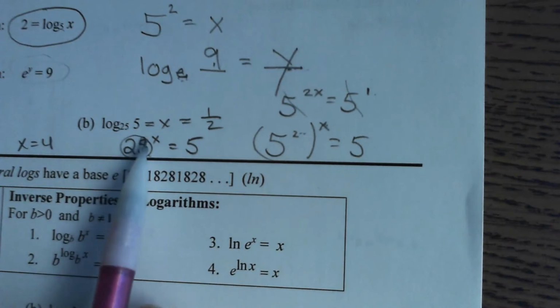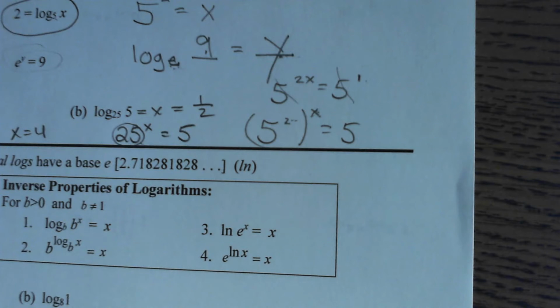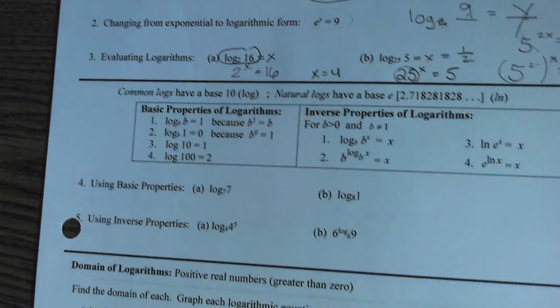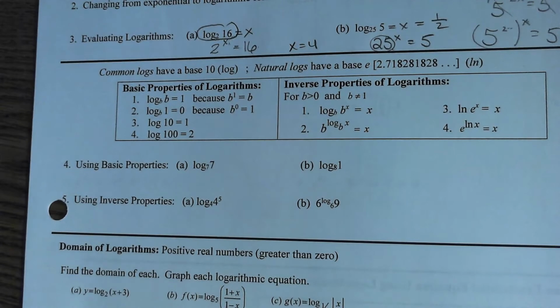Which is right, 25 to the 1/2 power, because raising to the half power is the same as the square root. Okay? There's common logs and natural logs, both of which you did last year. Common logs have a base of 10. Natural logs have ln, or ln. That's just log base e.